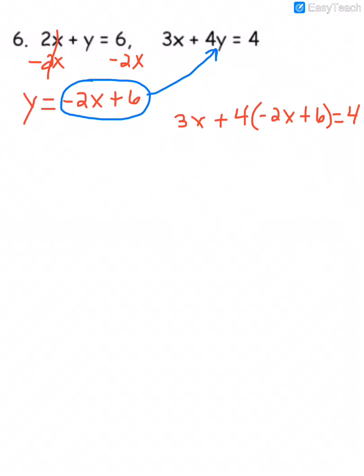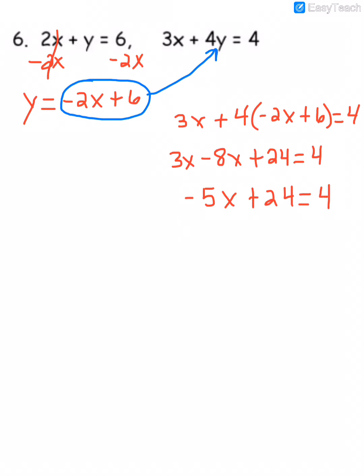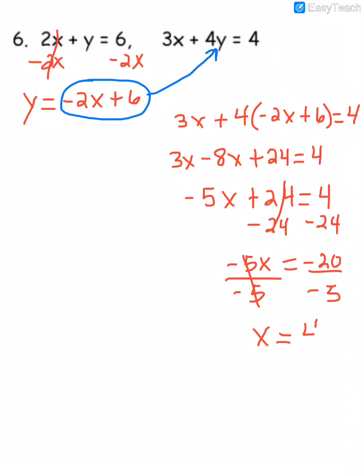Alright, so now I need to distribute the 4. So that gives me 4 times negative 2x, that's negative 8x, plus 24 equals 4. If I combine my like terms, 3x minus 8x, that's negative 5x. And then I'm going to subtract 24 from both sides. So that gives me a negative 5x equals negative 20. Divide by negative 5. And x equals a positive 4.